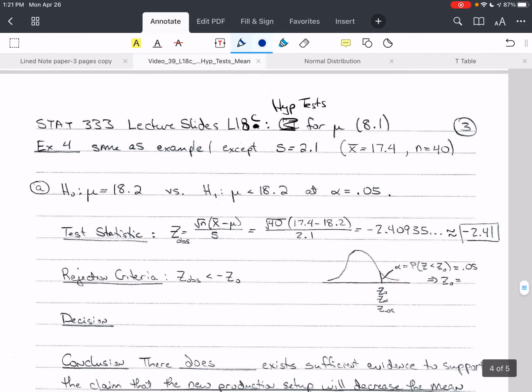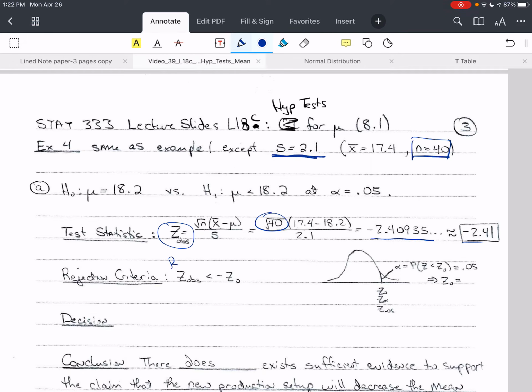Example 4 is the same as example 1, except now we go back to n equals 40, but instead of saying that we have sigma, we're going to say that we have s. So since we have n greater than 30, we can still use z because of the central limit theorem. The only thing that changed here is we changed from 25 to 40. So this value changed, and when we calculate, we get this number, which is rounded to 2 decimal places, negative 2.41. That gives us our test statistic.